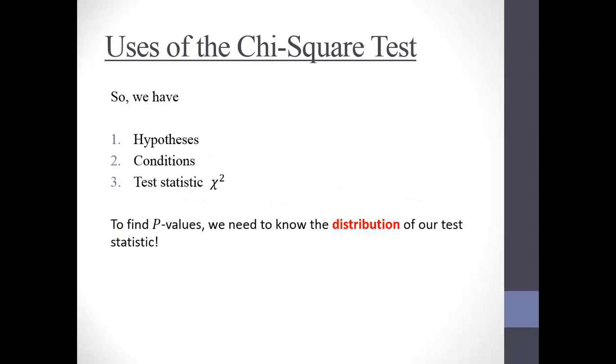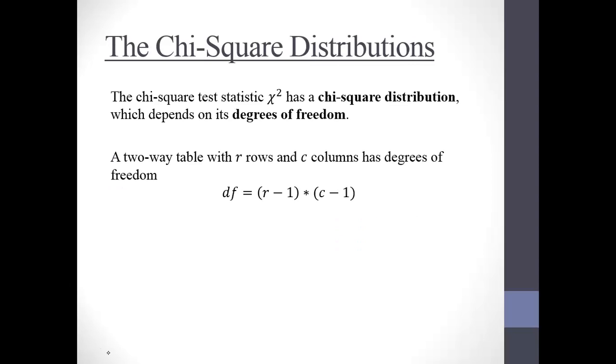So now, for this test, we've talked about what our hypotheses are, thought about our conditions, and said what our test statistic is. So the last thing we need to do is know how to find a p-value, and then we're off to the races with our usual strategy. Thinking about the distribution of our test statistic, what I'm telling you is that it has this chi-square distribution, which depends on its degrees of freedom. We calculate our degrees of freedom like this.